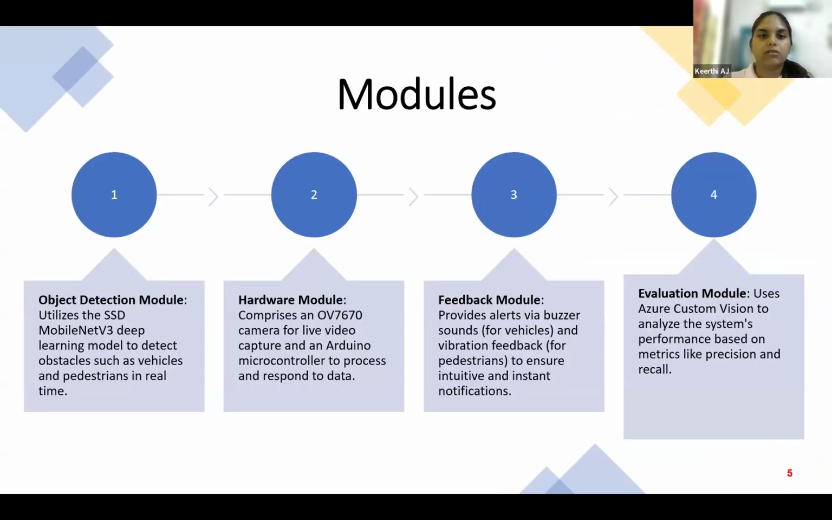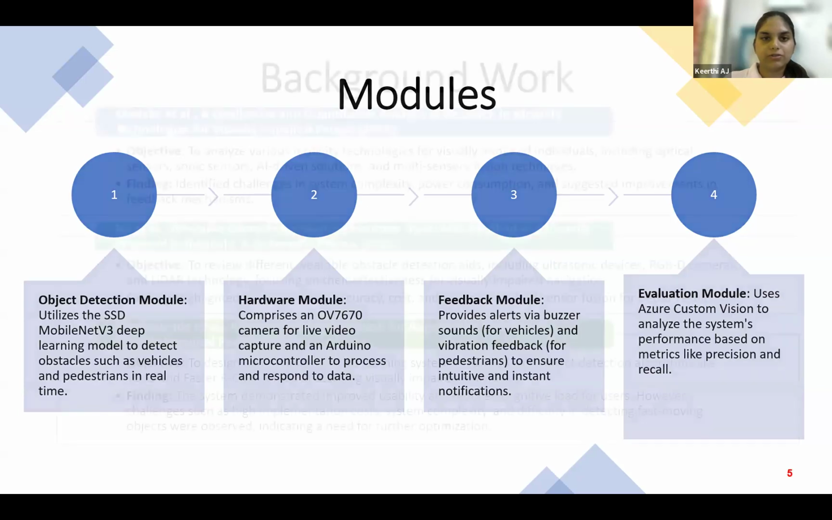The modules we have considered are four: an object detection module, hardware module, feedback module, and evaluation module. For object detection, we use SSD MobileNet V3 as a deep learning model to detect obstacles such as vehicles. For the hardware, we have used a camera module, which is the OV7670, and an Arduino microcontroller to produce the response data. For the feedback, we have used buzzers and vibrators. And for evaluating the performance metrics, we have used Azure Custom Vision.